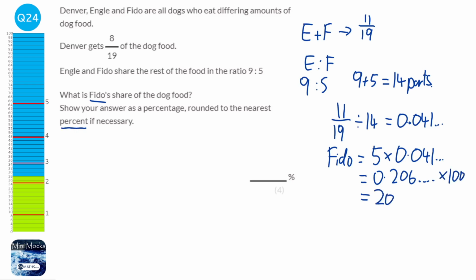So we have 20.676 blah blah blah percent, and it wants it rounded to the nearest percent, so that would be 20%. Or actually it would be 21%, because this would round it up, so 21%.